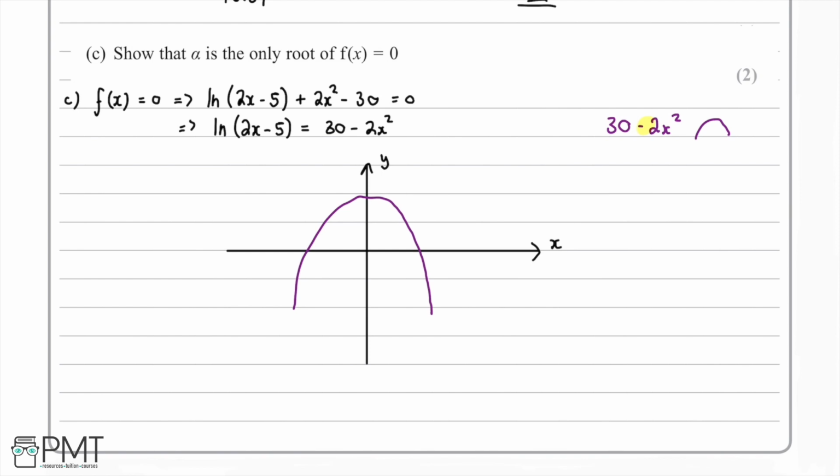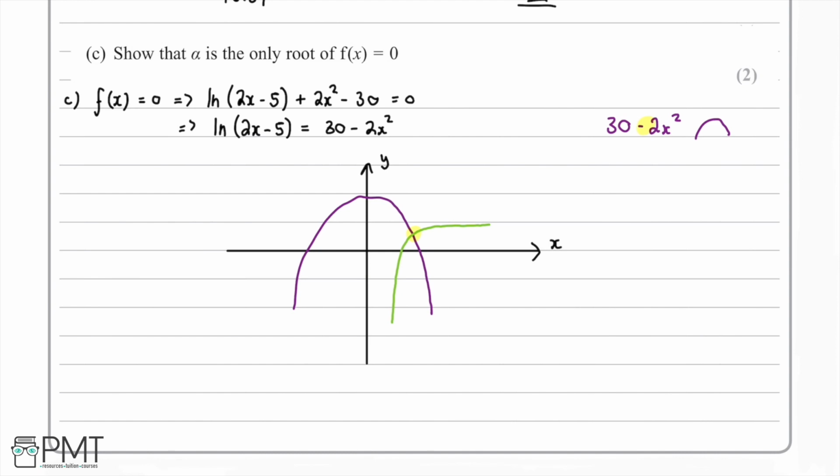Then I'm going to do this in green so we can see the difference. We can now draw in ln of 2x minus 5. It's going to look something like this. It's going to increase up, cross the axis, and then turn like that. So now, what do we notice? Well, there's only one point of intersection between these two graphs. So what this means is that they meet in one place, so there's therefore one root.